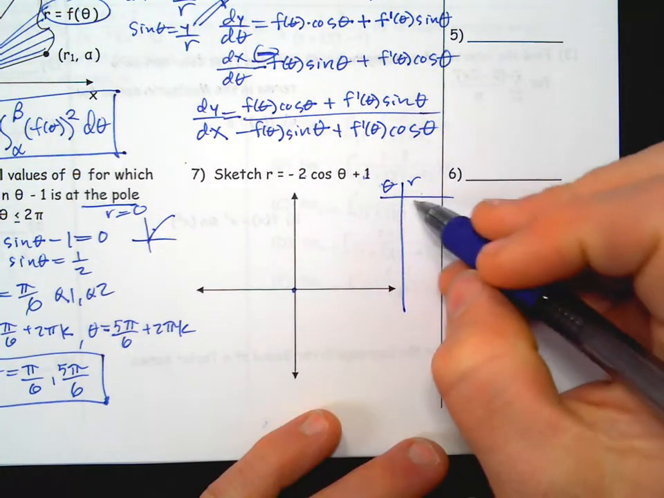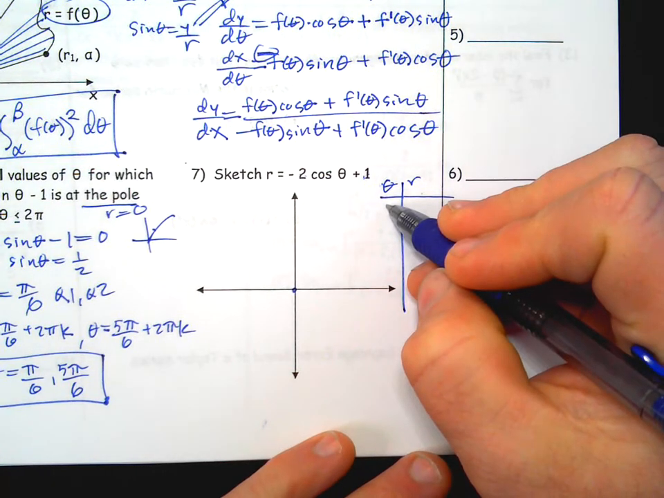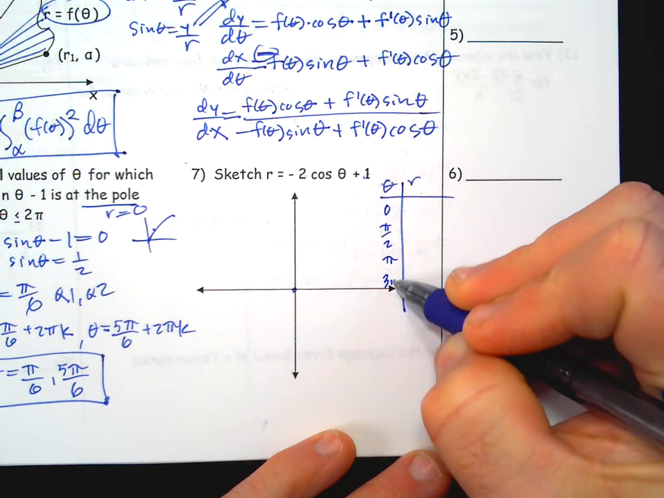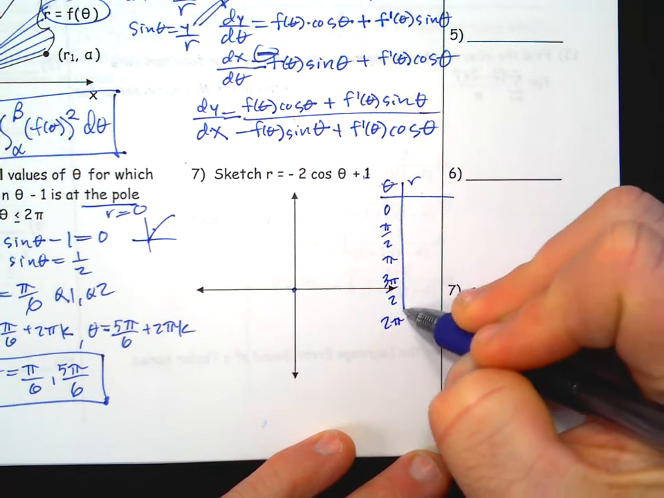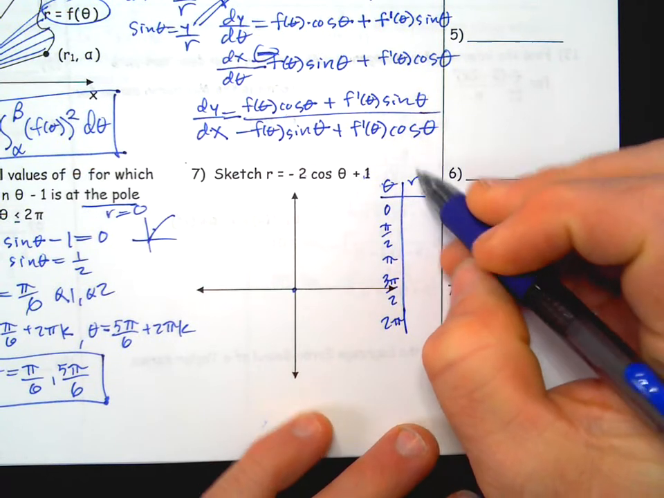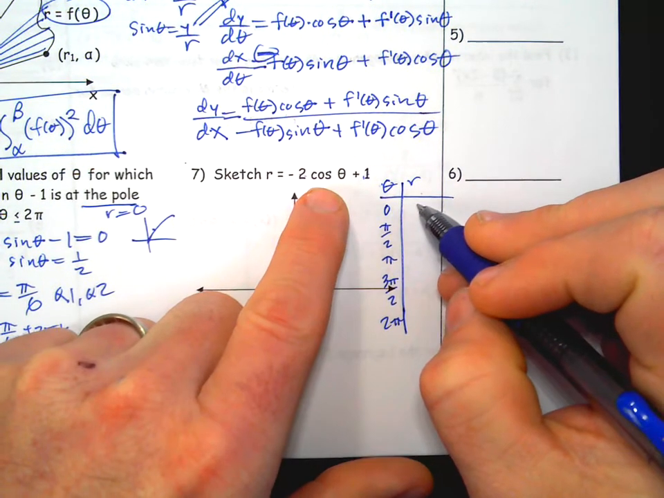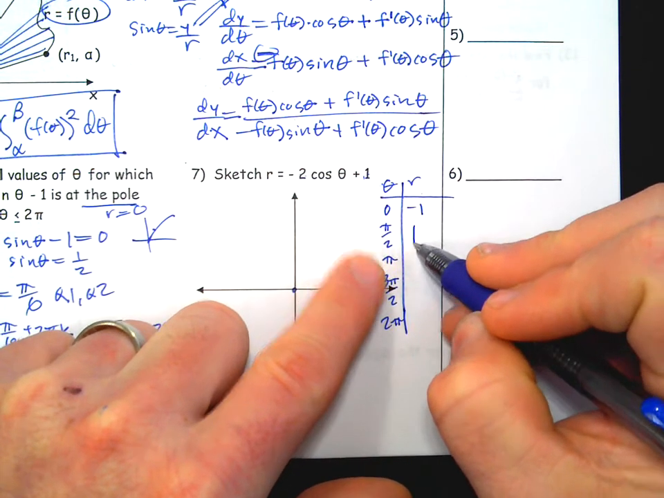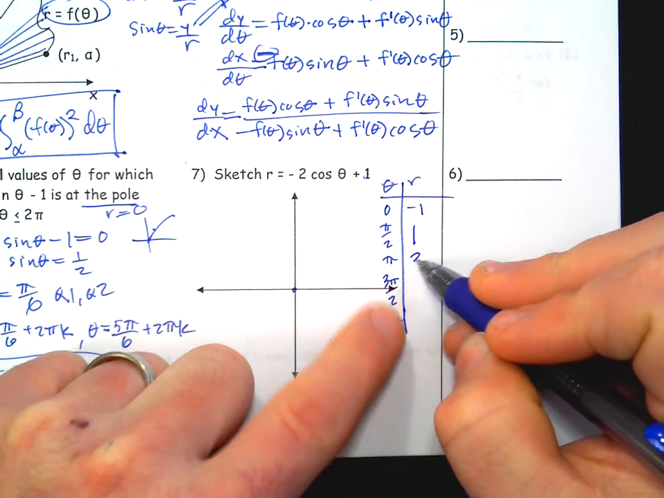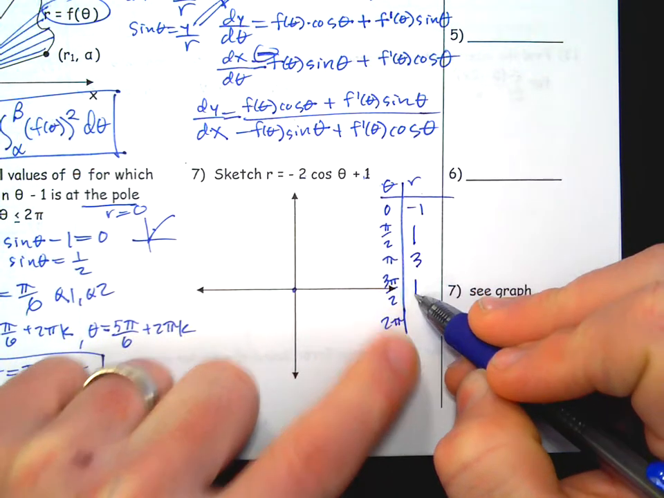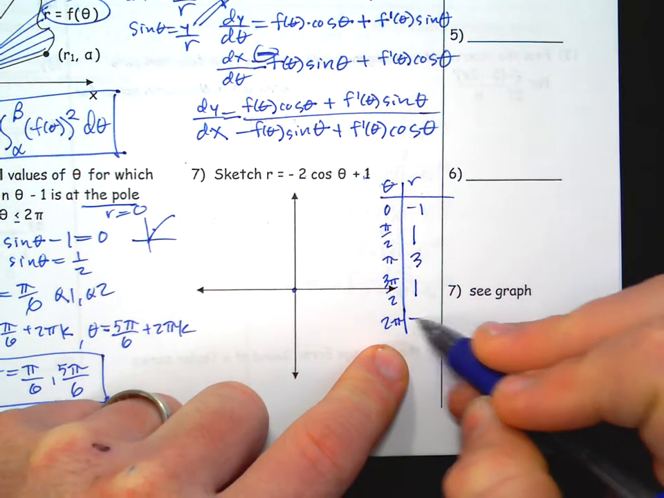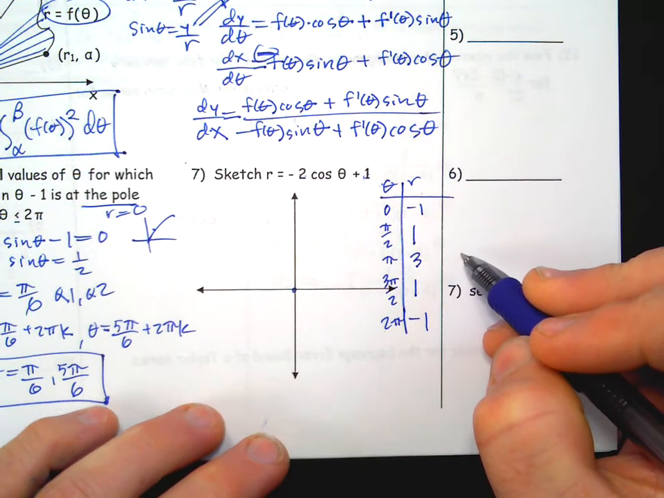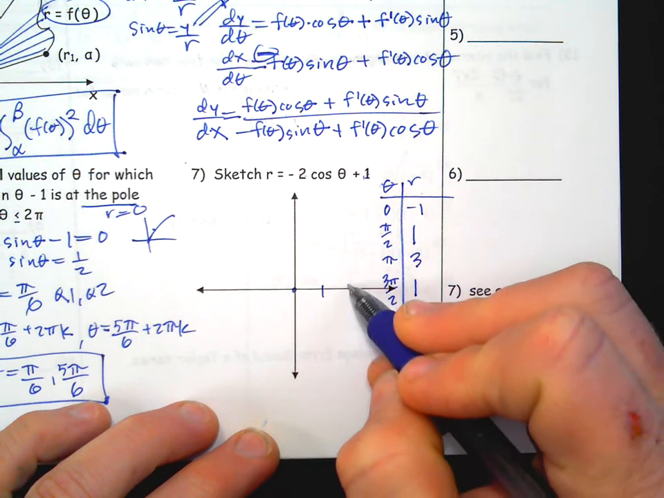And again, if you don't remember that, I might just plug in some values like 0, pi over 2, pi, 3 pi over 2, 2 pi, easy values. I might plug some more in to figure out what's going on if that's not clear enough. So plug 0, cosine 0 is 1, so that's going to be -1. Cosine pi over 2 is 0, so that's going to be 1. Cosine pi is -1, so that's going to be 3. Cosine 3 pi over 2 is 0, so that's going to be 1. Cosine 2 pi is 1, so that's going to be -1. So these are the angles and those are the radii. So we're going to get a radius as big as 3.